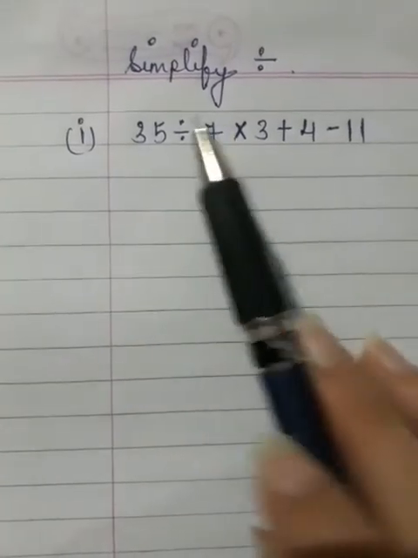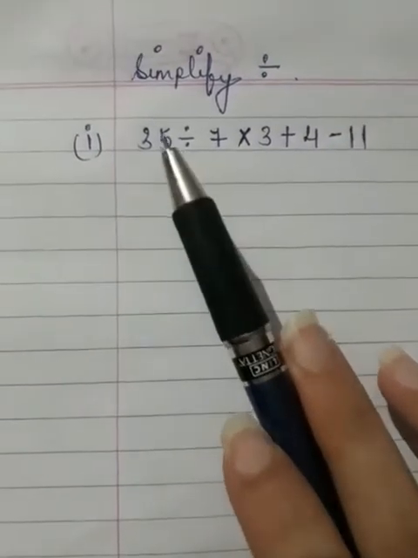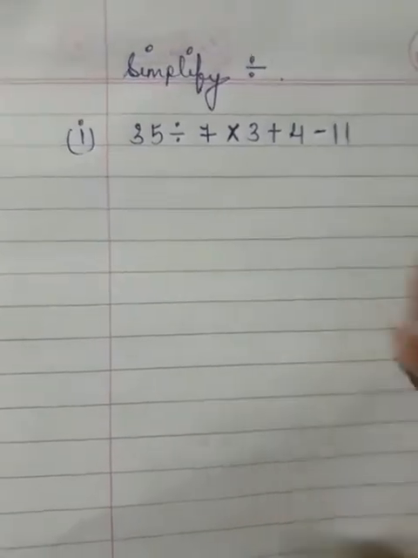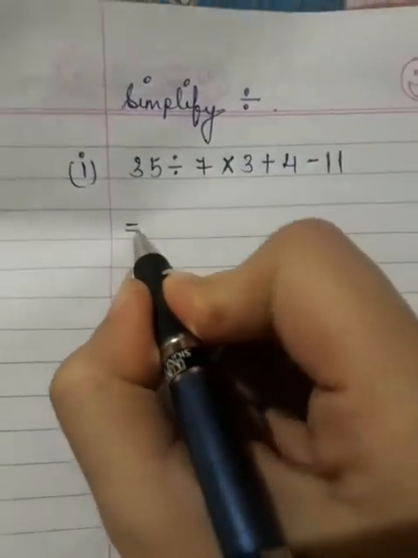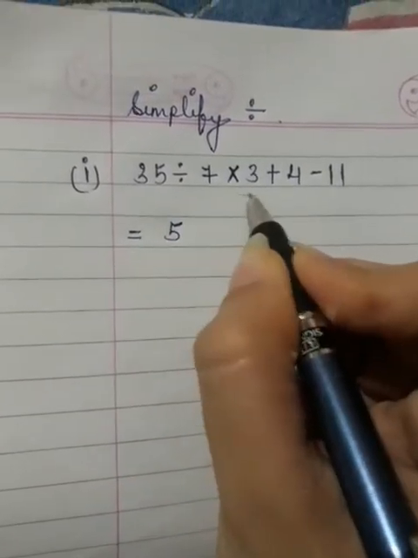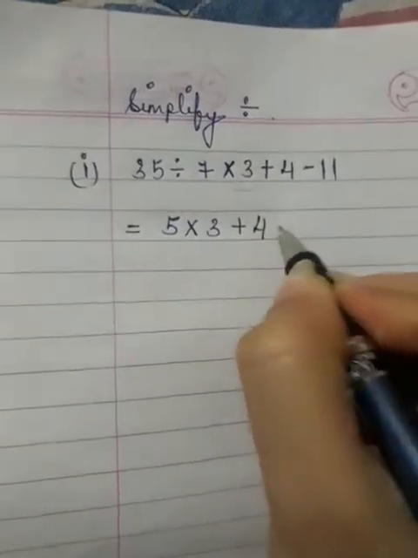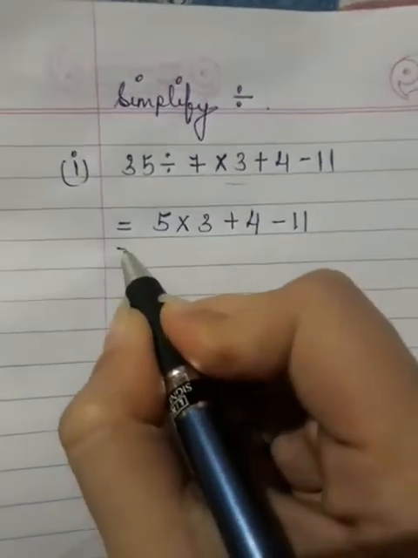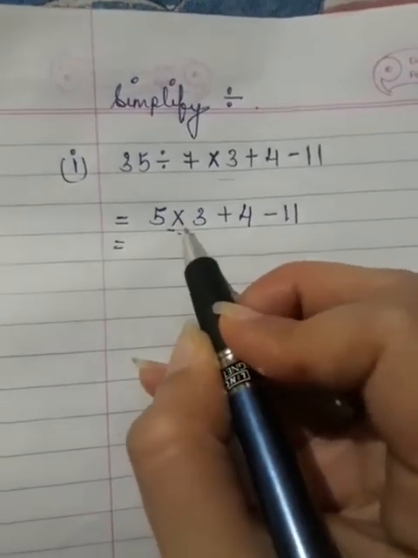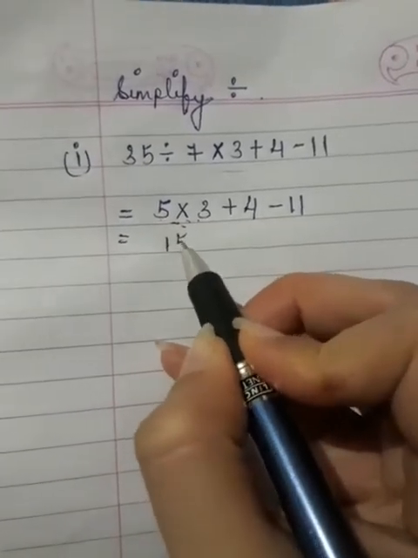Here I have taken up one expression. You have to simplify this expression. So according to the rule, the first thing that we have to do is perform the division. So 35 divided by 7 is 5, and we'll write the remaining expression as it is. Now second, we have to perform the multiplication. After division, we have to perform the multiplication. So 5 into 3 is 15.